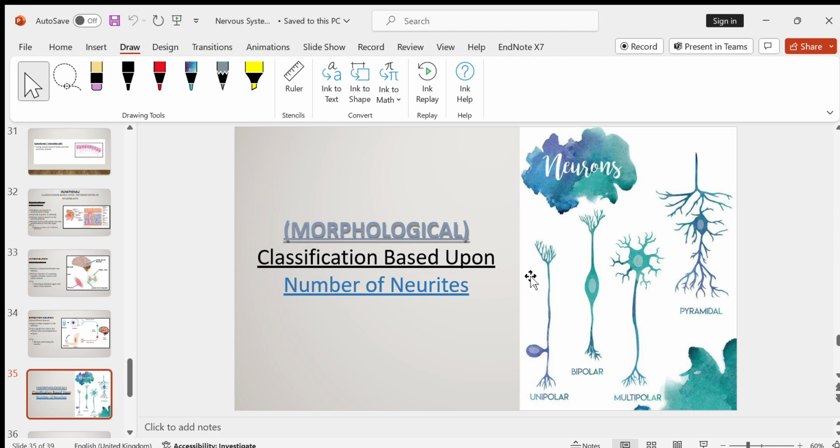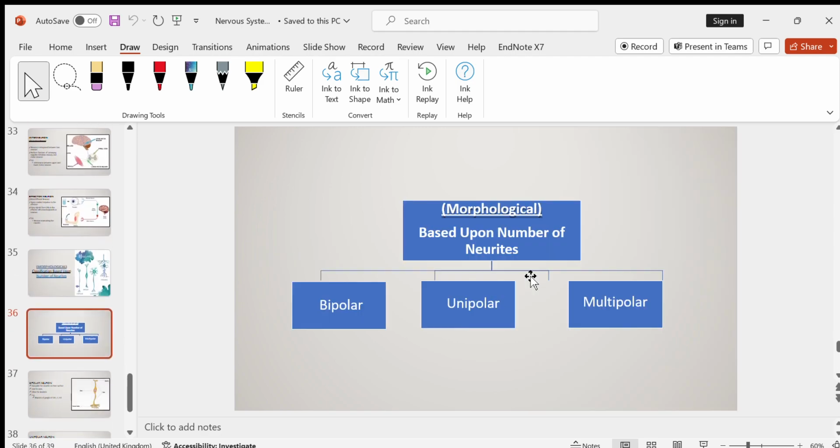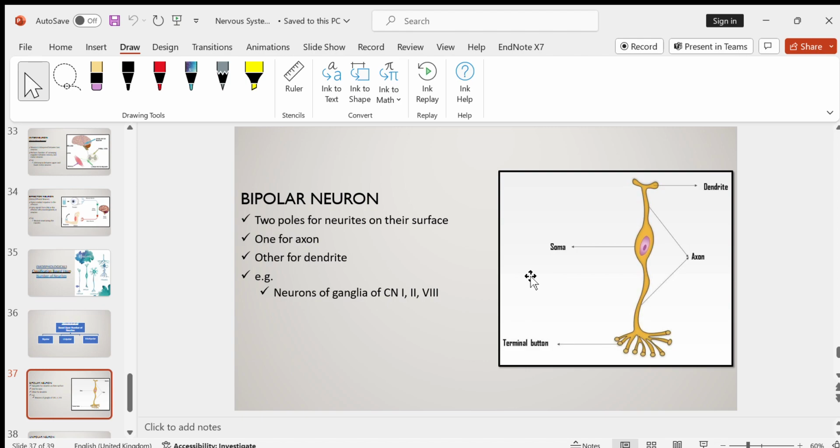Morphologically, the neurons are classified into bipolar, unipolar, and multipolar. The bipolar, in this picture, we can see that this is the cell body and there are two poles coming out. One is this one, which gives the dendrites, and this is the second pole, which acts as an axon. So this is a bipolar neuron, and the example is the ganglia of cranial nerves 1, 2, and 8.